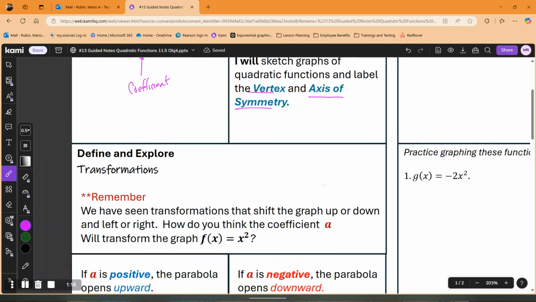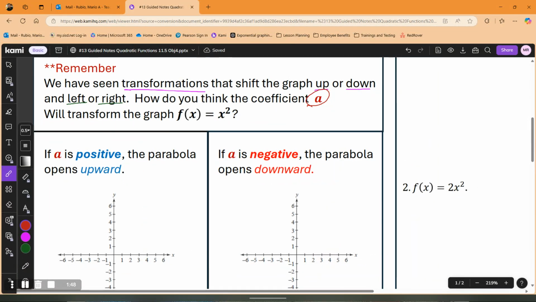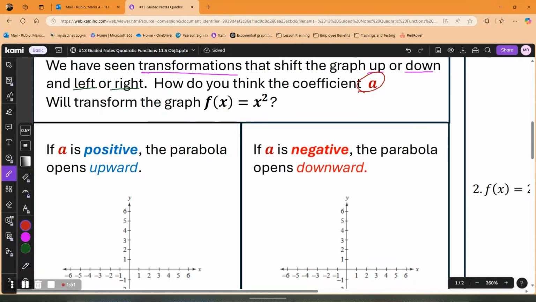Let's explore transformations. Remember, we have seen transformations before that shift the graph up or down, and left or right. So how do you think this coefficient a is going to affect the graph? We have already seen left, right, up and down. What's left? Well, we're going to see on the next little section. The next thing that we're going to see is that these graphs can flip. Left, right, up, down, or flip are the transformations we're going to see.